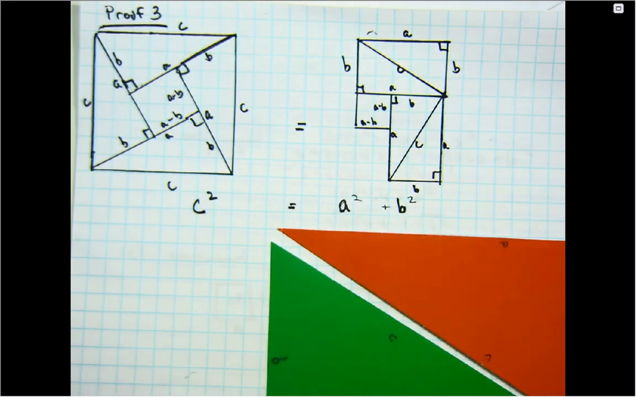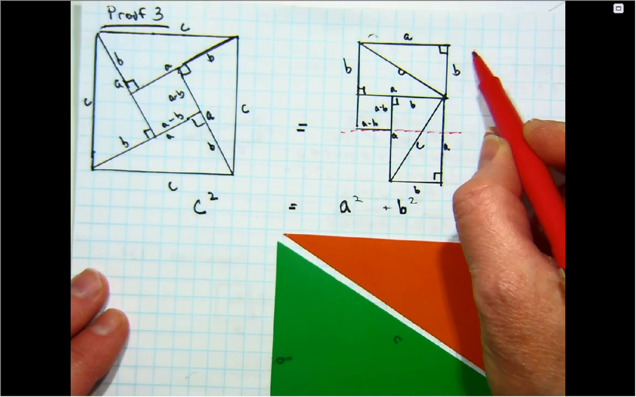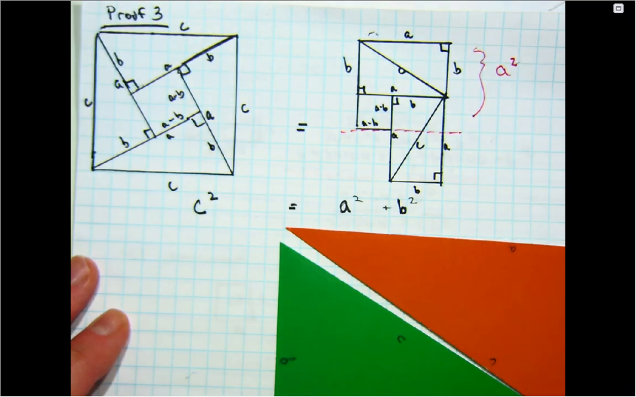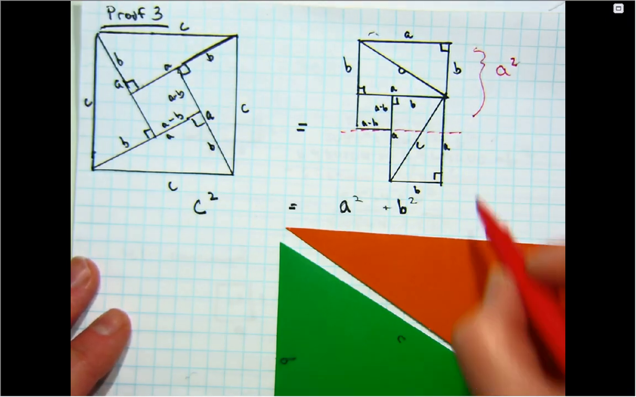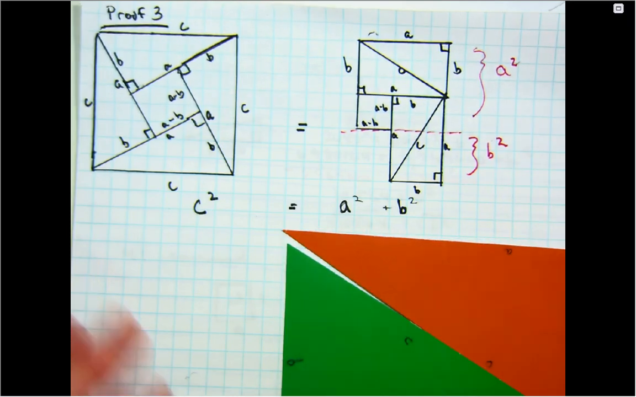Now you have to show that you know this makes up A squared and B squared. So once you have your drawing, you need to take a different color and separate the two squares with a dotted line or some other notation, okay? So above the dotted line, we have a square A by A, which is A squared. And below the dotted line, we have a square B by B, which is B squared.